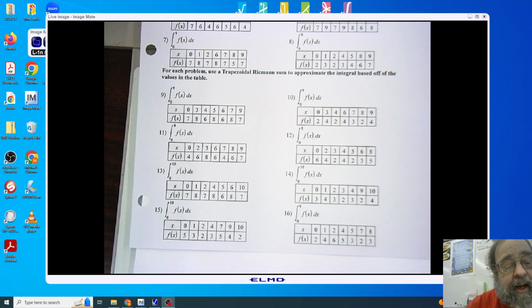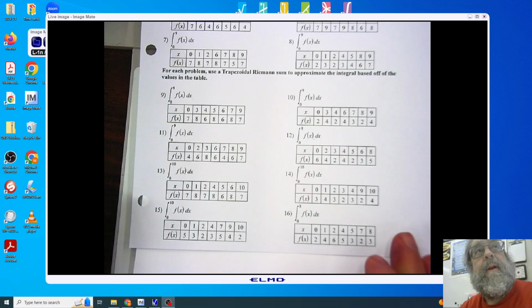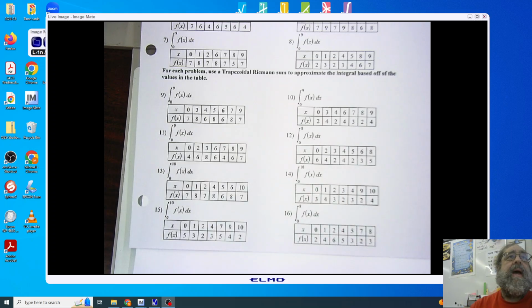Today we're going to be taking a look at the trapezoidal Riemann sum for an integral based off of the values in a table. Now you'll notice they're not telling me how many Riemann sums to make, so we have to use every value in the table given. Please take a moment and just take a screenshot for those of you who do not have this worksheet.